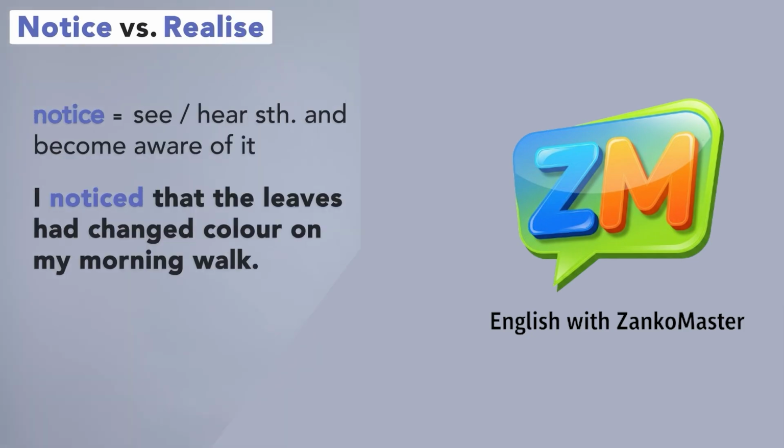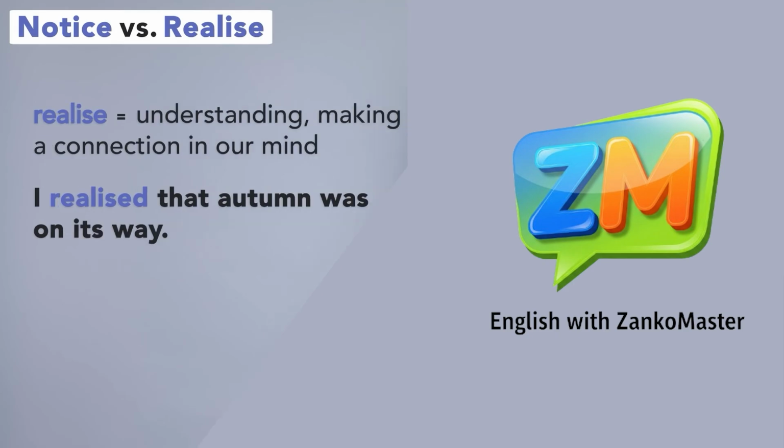All right, pair number 2, notice versus realize. Notice is generally used when you see or hear something and become aware of it. I noticed that the leaves had changed color on my morning walk. I saw the difference in color. Realize is connected to understanding. To realize, we need to make a connection in our mind. I realized that autumn was on its way. I connected the change in color of the leaves to the change in seasons.